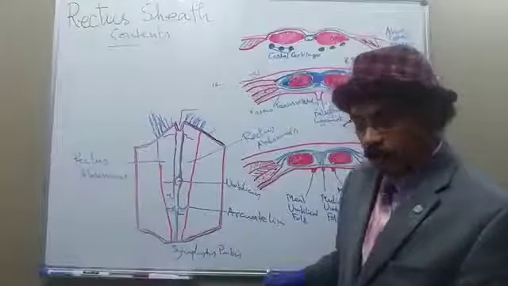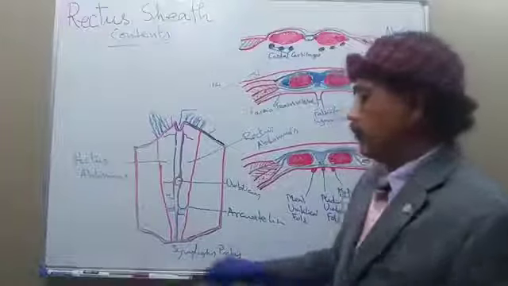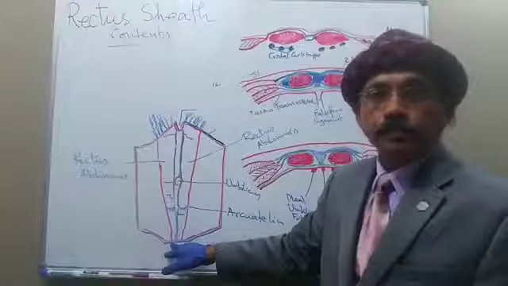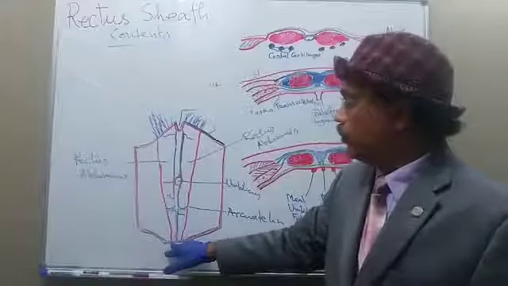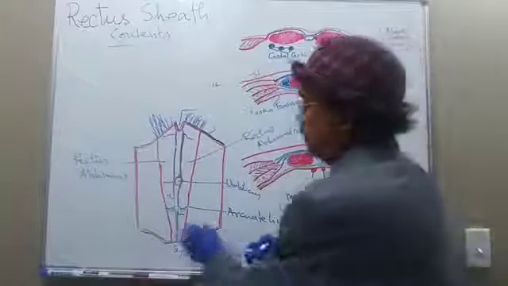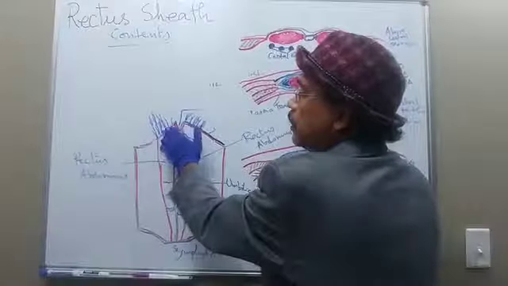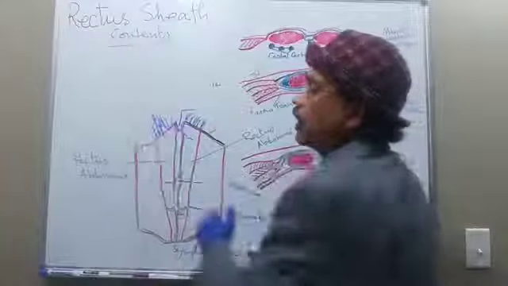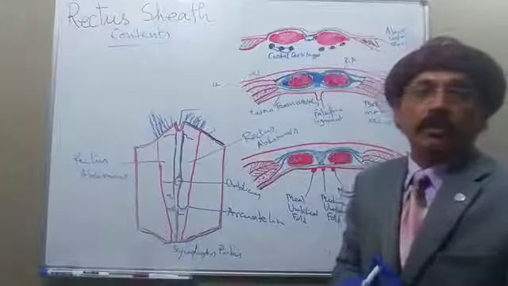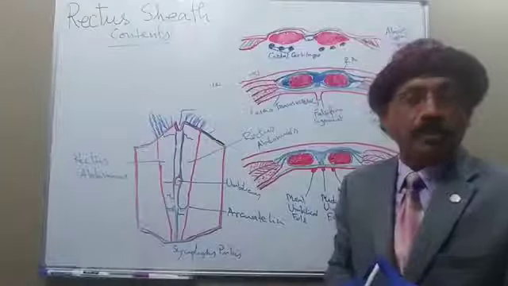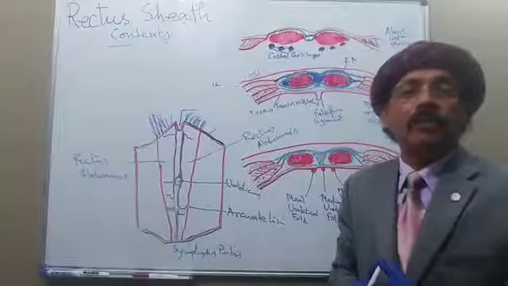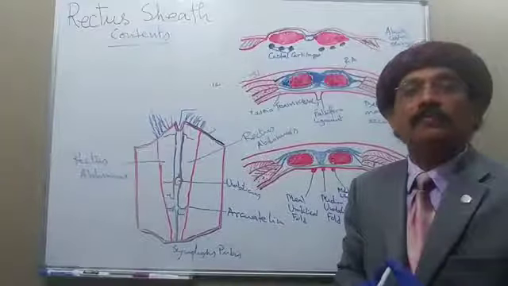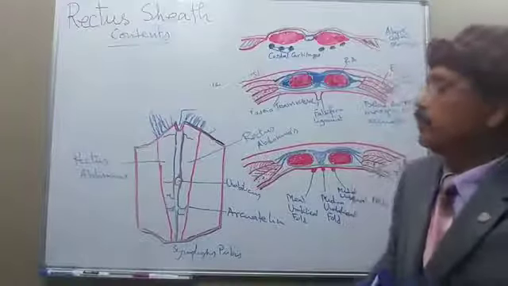These fibers take origin from the pubic crest, from the anterior pubic ligament, and from the symphysis pubis, and they are inserted to the xiphoid process. This is the xiphoid process, and the costal cartilages: the 7th, the 6th, and the 5th costal cartilages. So 7, 6, 5 costal cartilages.